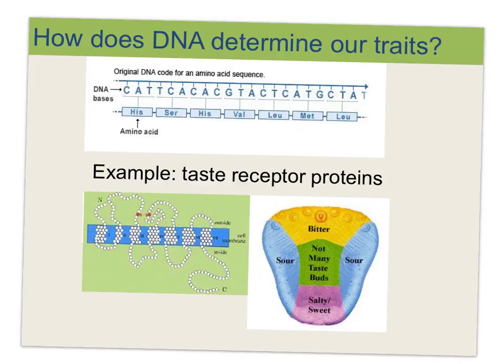So remember, our DNA is the code for our traits that are translated into proteins. Here's our DNA coding for these things, and like on our tongue, we have different areas that are sensitive to certain kinds of tastes: sour, bitter, salty, sweet, also called savory. They're all made up of protein receptors that are different. They're similar proteins, but slightly different receptors, so we can differentiate tastes.